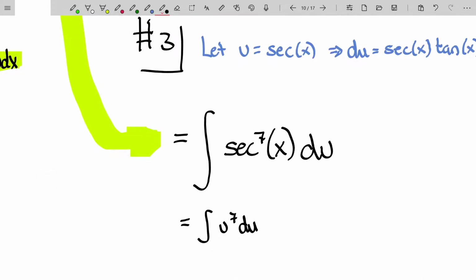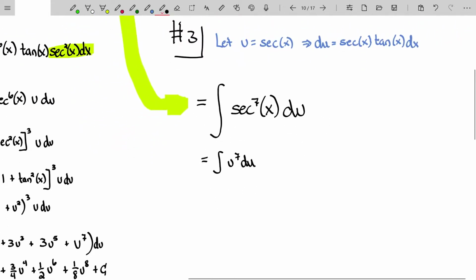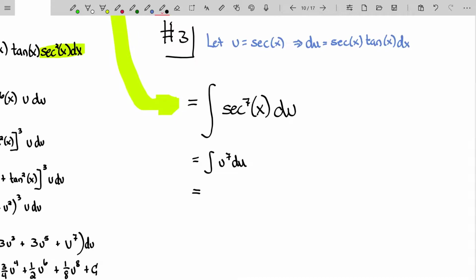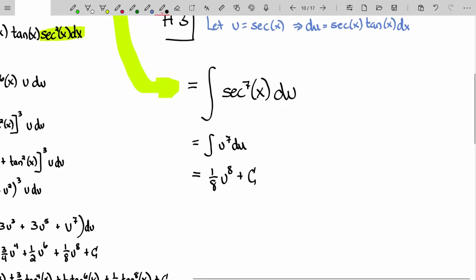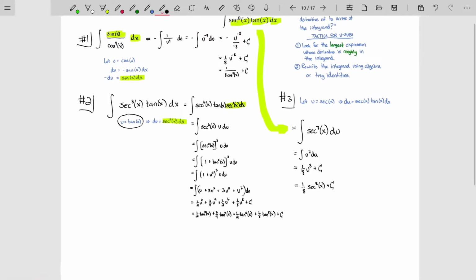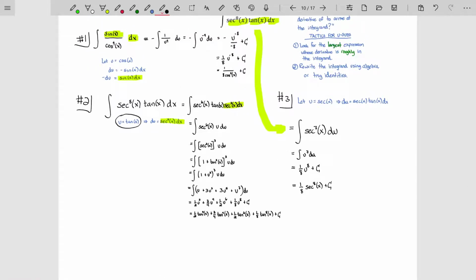du. Now, if you don't find that to be super nice, then you're wrong. The antiderivative of u to the 7th is 1/8 u to the 8th plus that constant. And u in this case was secant. So this is 1/8 secant to the 8th power of x plus c. Do you see how simple that was compared to the other two?